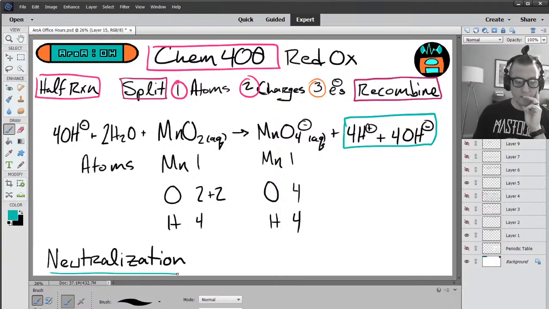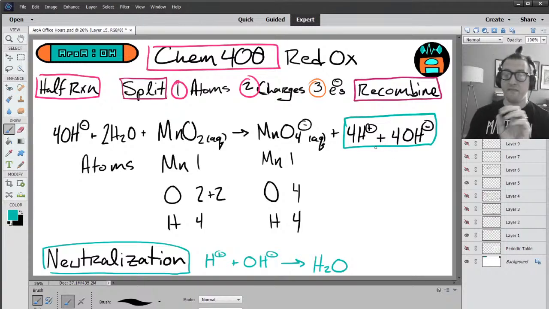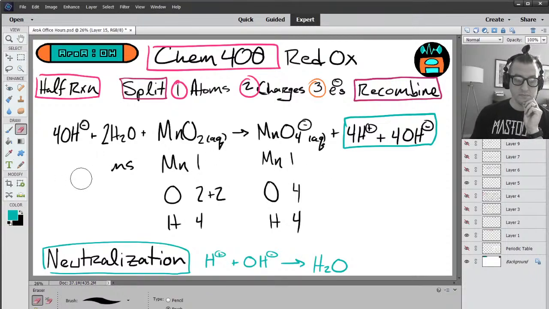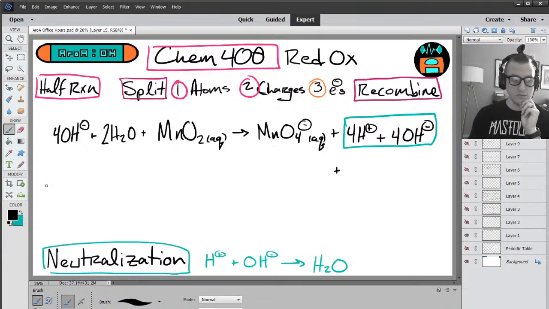All right. One ion of hydronium will react with one ion of hydroxide to produce one molecule of water. All right? And so because we have 4 molecules of hydronium reacting with 4 molecules of hydroxide, this is going to produce four molecules of water. All right, so this changes up our equation.